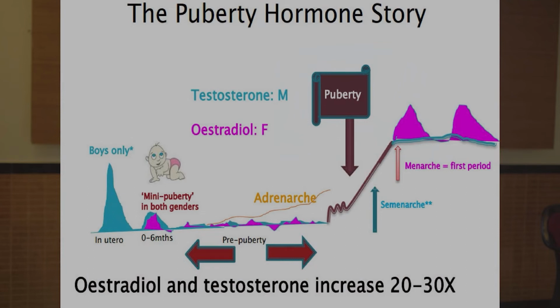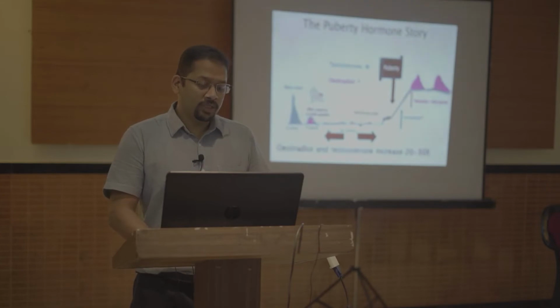In utero, similar to the previous slide, this is for testosterone and this pink is for estradiol. So again in utero there is a rise of testosterone and activation of the HPG axis. In mini puberty similarly there is activation of the HPG axis, and both testosterone and estradiol rise depending upon the gender. And again at 8 to 9 years there is activation of the HPG axis.